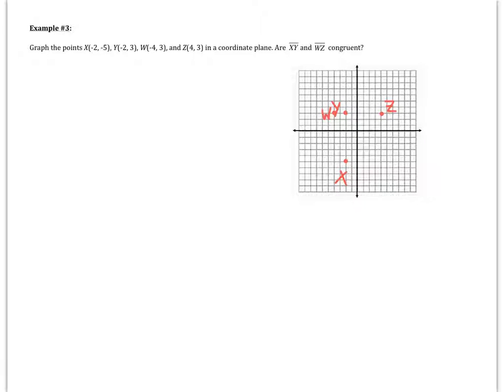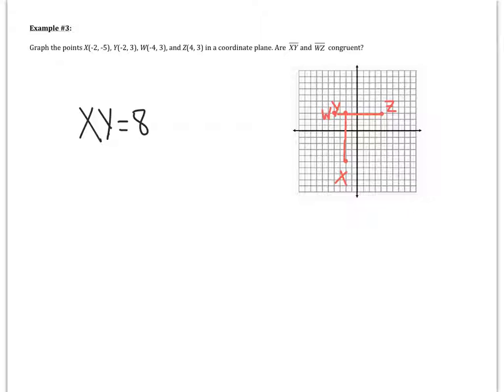So now that I have all 4 points graphed, they're asking, are segments XY and WZ congruent? So let's actually draw these segments in. Luckily, since these are straight lines, completely vertical or completely horizontal, I can just count units to figure out how long each segment is. So again, we just need to count how many units are between each endpoint of each segment. So XY would be 8 units long, and again, all I did was count the number of units between the X and the Y.